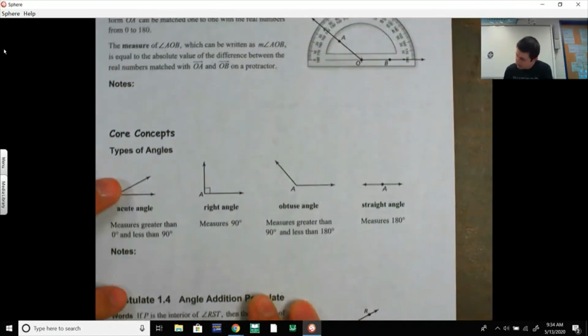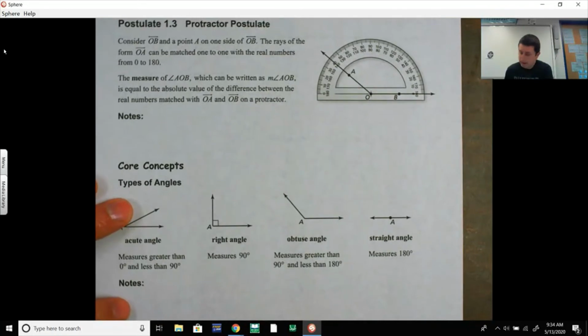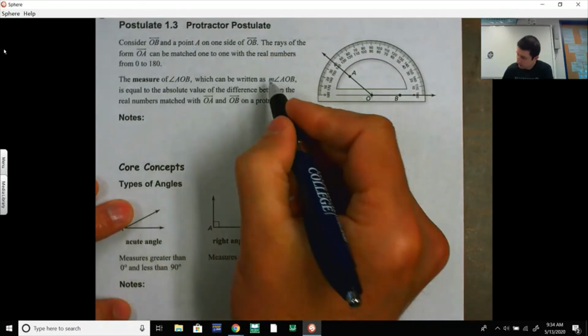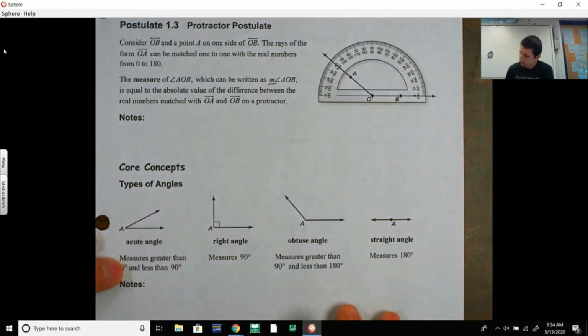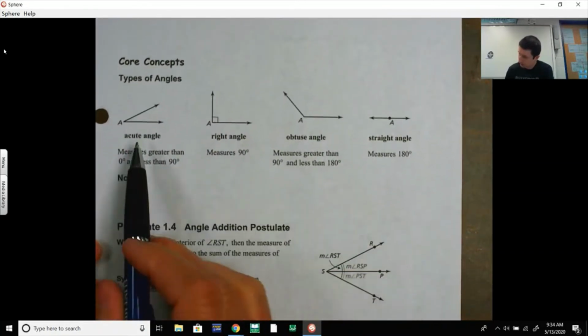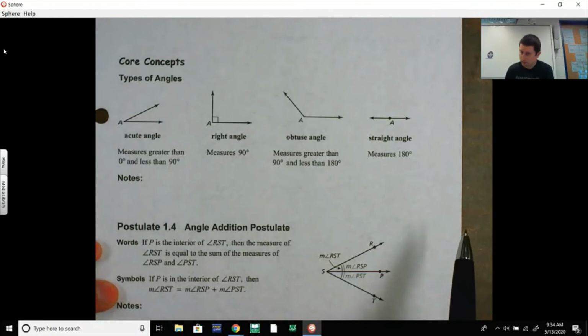Okay, this is a lot of what we've talked about already. The measure of an angle, it's written, there's that M. It equals the absolute value of the difference between the real numbers. We talked about that in the first one. Acute, right, obtuse, and straight angles. There's those definitions.